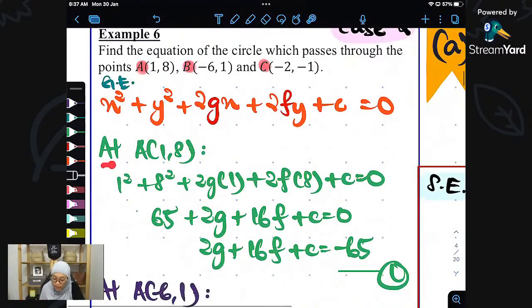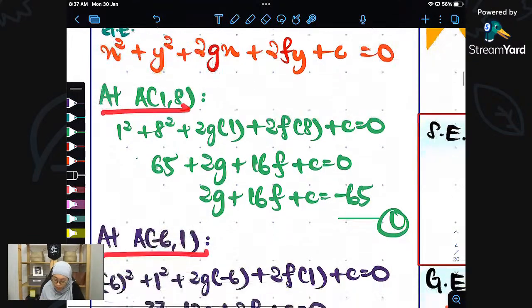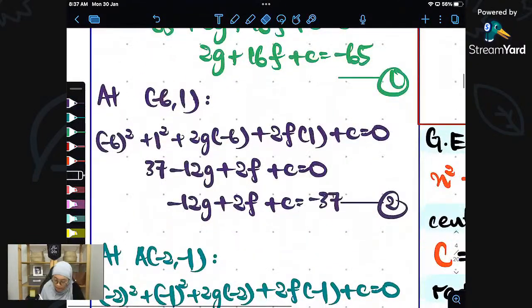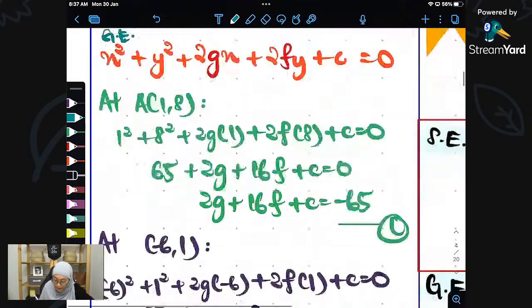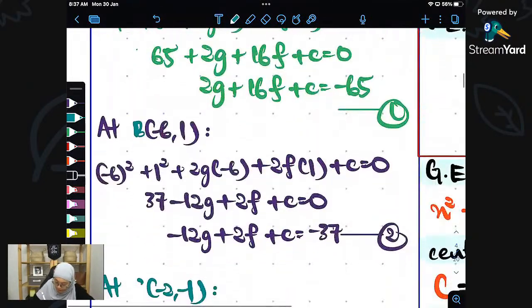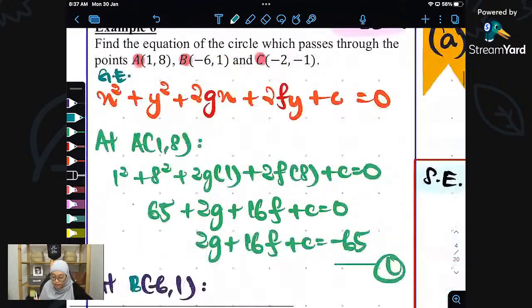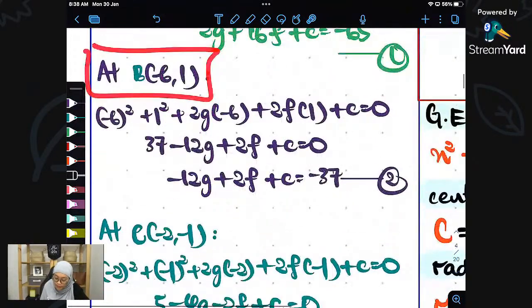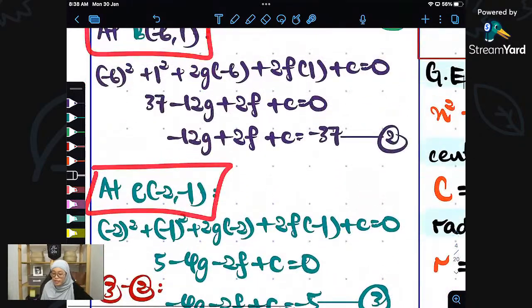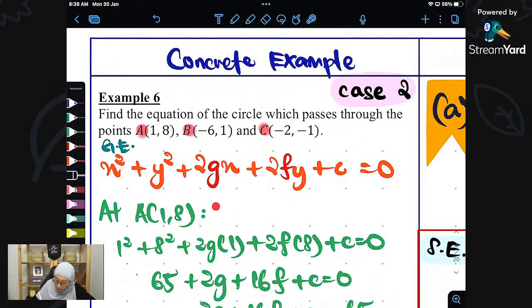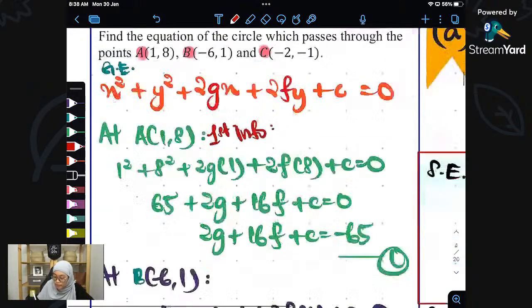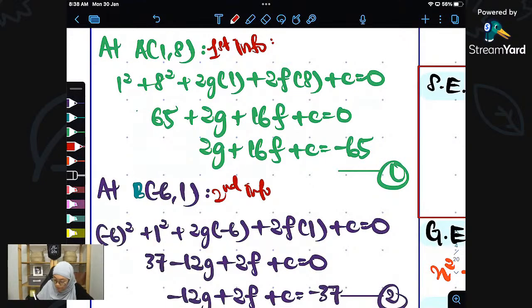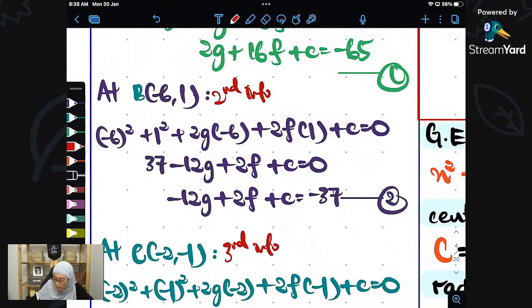And then you write out each point: point A, point B, and point C. Basically, write out all three points. So this is first info, second info, third info. You will have 3 equations there. So I repeat here: the first info is point A, the second info is point B, and the third info is point C.